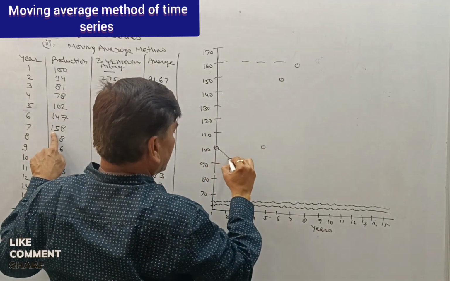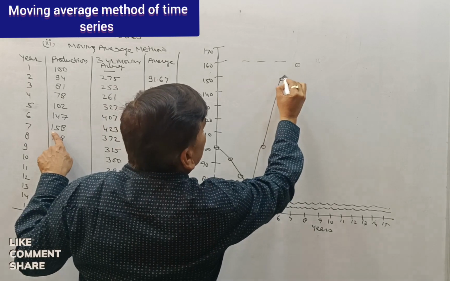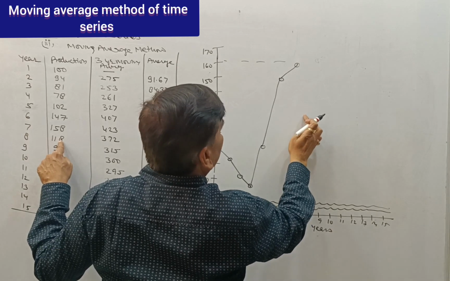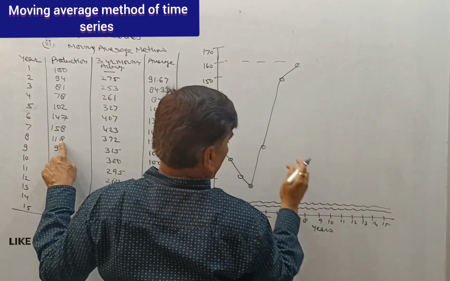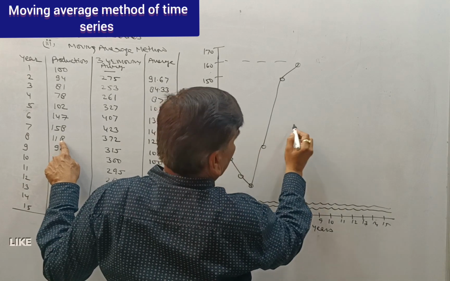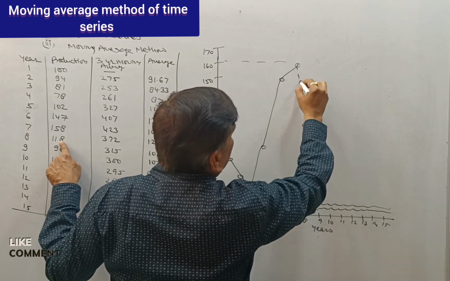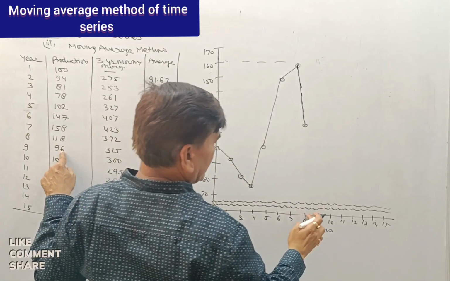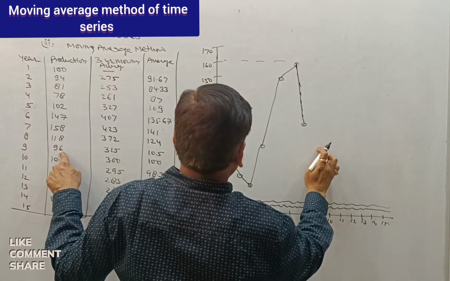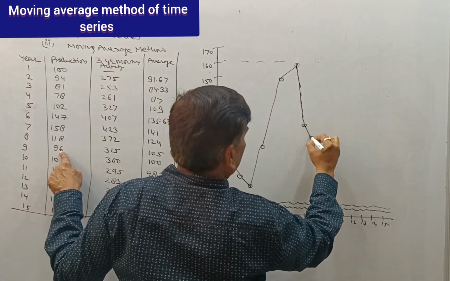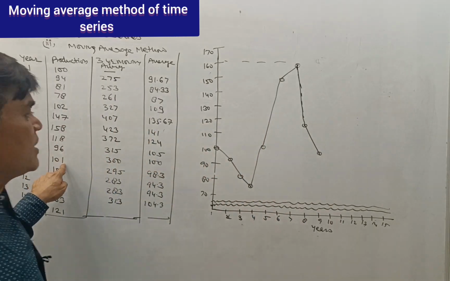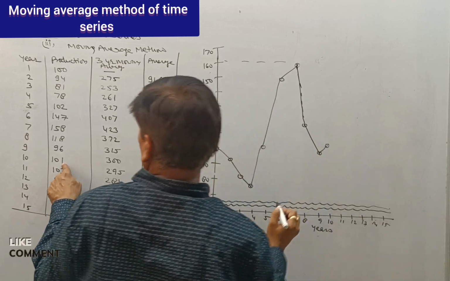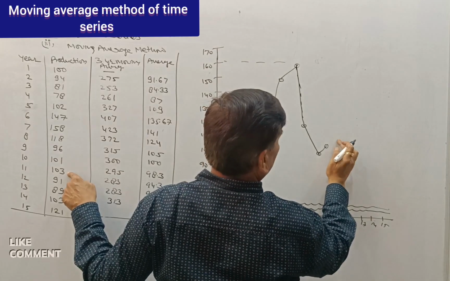So this original data goes from this to this, to 158, then 118 for the 8th. So this goes down. Then 96 on the 9th. So again it decreases. Then 101 on the 10th, then 103 on the 11th.